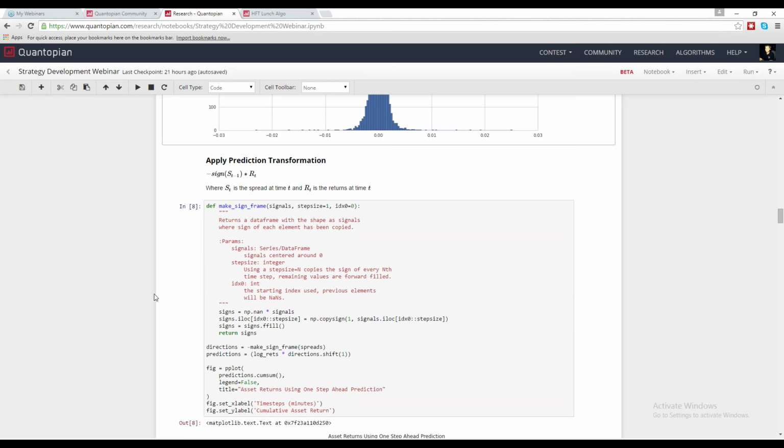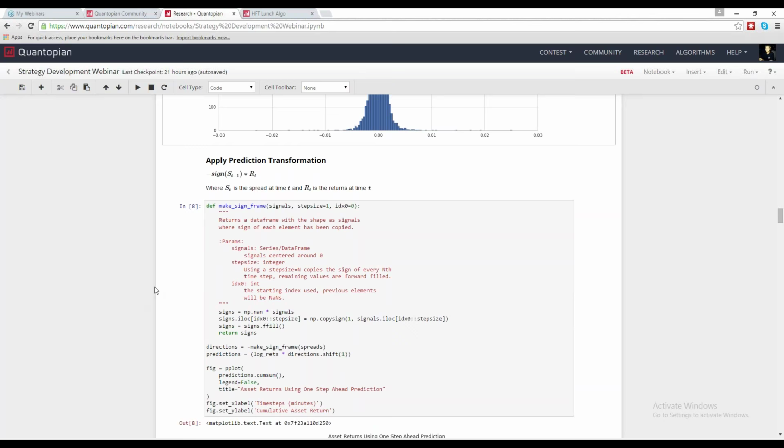And then I can also add a step size. So if I wanted to do every 5 minutes, it would copy the sign of the first bar and then forward fill that through the next four and then do it again to the fifth and forward fill that. So it's basically just a naive way to simulate a holding period.